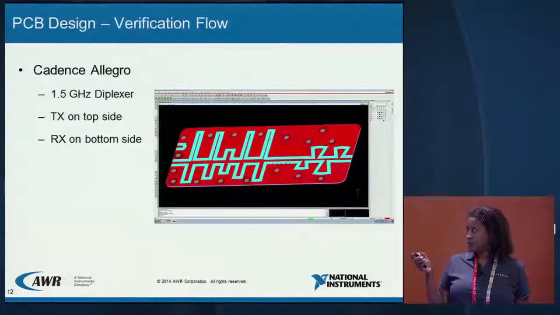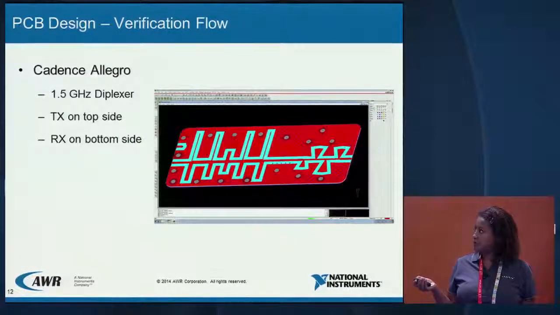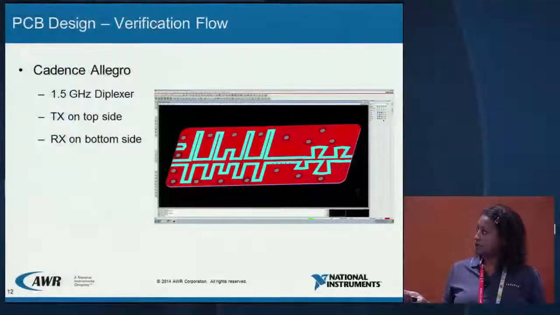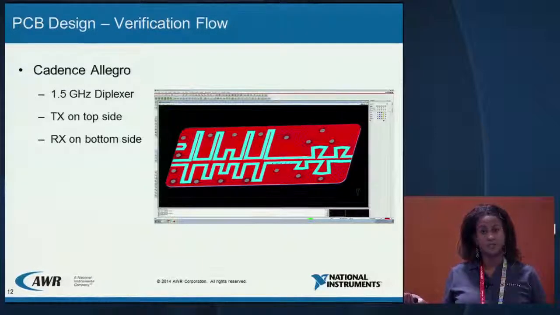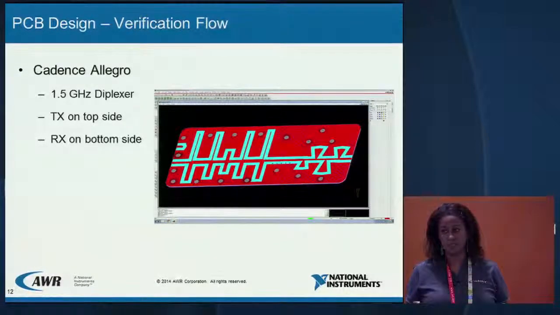Okay, so I talked about the manufacturing flow. So the way we demonstrated this particular flow is using, again, a design, which is a diplexer, 1.5 gigahertz. You can see here the physical structure in Allegro. And the top part is showing the transmitter, and the bottom is the receiver. And this whole flow is demonstrated using this particular design. And it's available to our customers, mutually between AWR and Cadence.